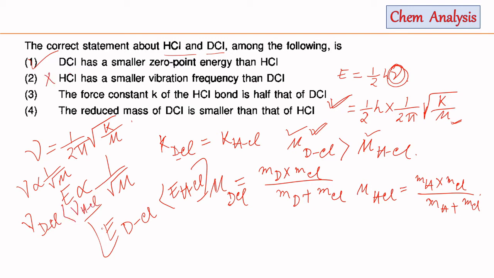So it is wrongly given. And in the third option, the force constant k of the HCl bond is half that of DCl. It is also not correct, since there is no such electronegativity difference between hydrogen and deuterium, so the force constants of HCl and DCl will be similar. In the fourth option, the reduced mass of DCl is smaller than that of HCl. It is also not correct.